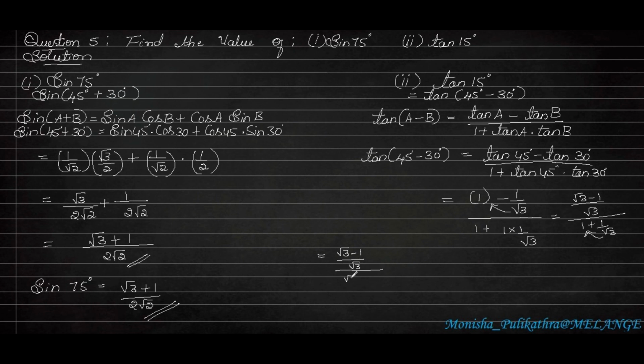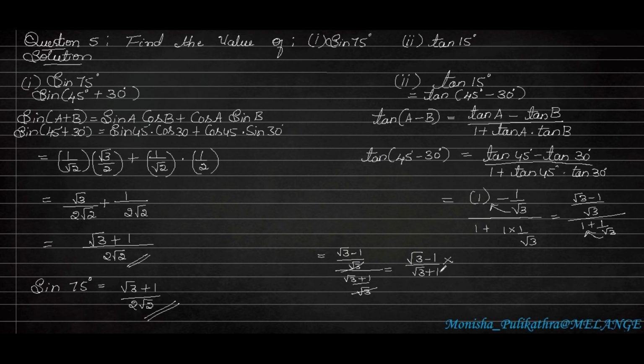Here root 3 gets cancelled, so we will get root 3 minus 1 by root 3 plus 1. We can stop at this place itself, or else we can do the rationalization.